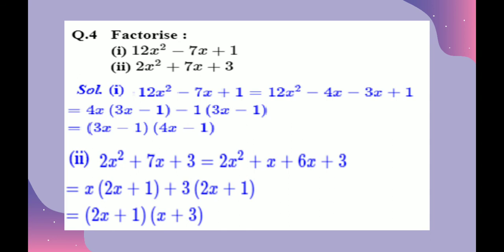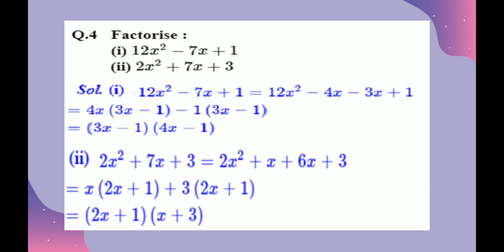Now solving the second part, 2x square plus 7x plus 3. Again we will see the coefficient of x square, that is 2, and 3. So 2 times 3 is 6. So we'll take the factors of 6 in such a way that if we multiply those we'll get 6, and if we add or subtract we'll get 7. So this way we'll split it as 2x square plus x plus 6x plus 3.